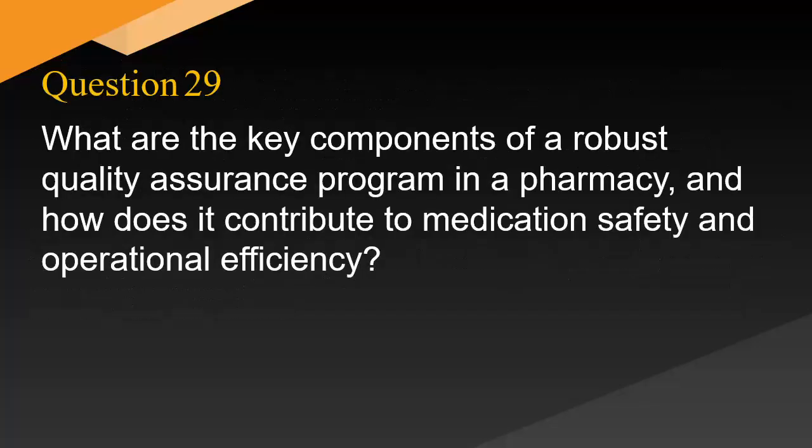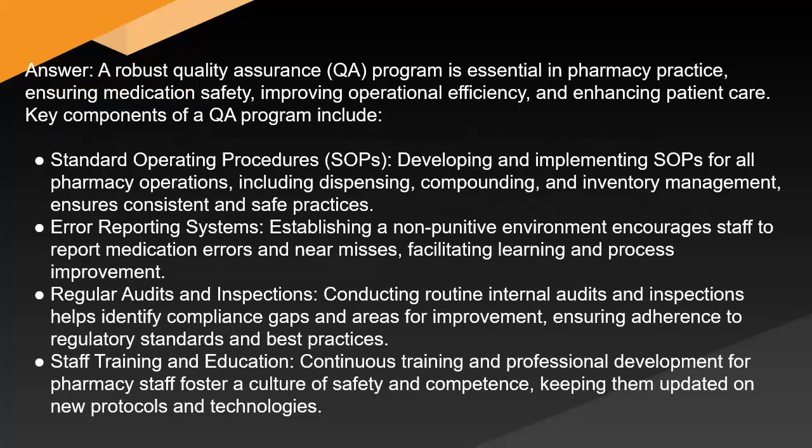What are the key components of a robust quality assurance program in a pharmacy, and how does it contribute to medication safety and operational efficiency? Answer: A robust quality assurance (QA) program is essential in pharmacy practice, ensuring medication safety, improving operational efficiency, and enhancing patient care. Key components of a QA program include standard operating procedures (SOPs): developing and implementing SOPs for all pharmacy operations, including dispensing, compounding, and inventory management, ensures consistent and safe practices.